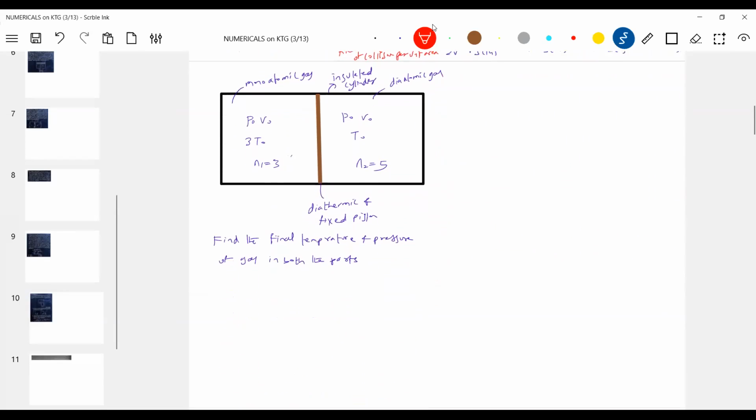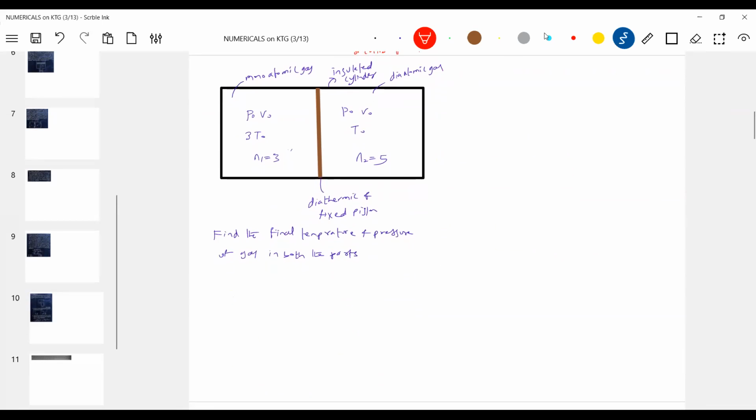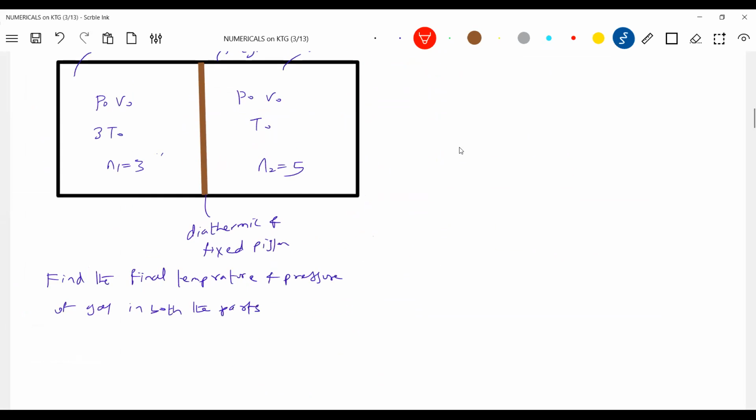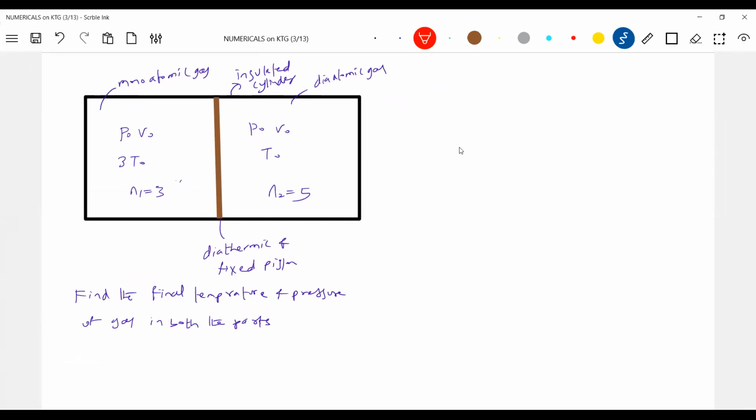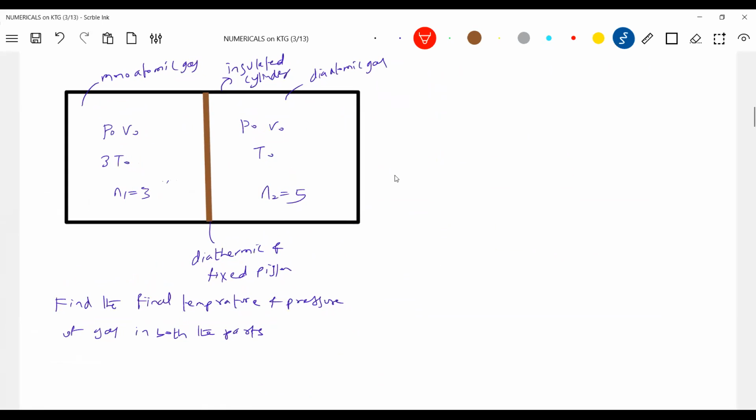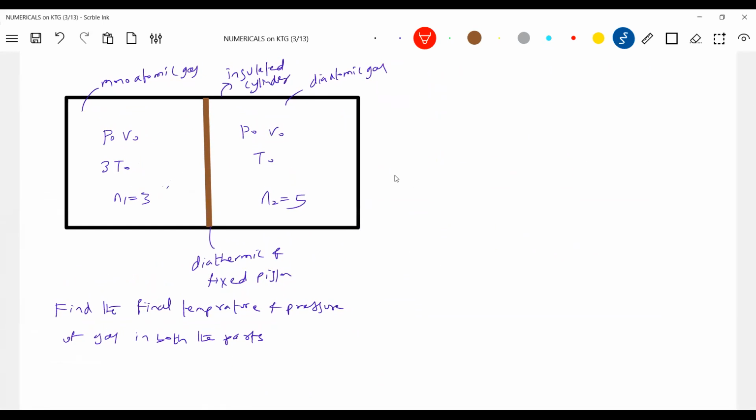Okay, let's get into the physics problems. In the left chamber, I have filled monoatomic gas. In the right chamber, diatomic gas. Number of moles are given, 3 and 5. So initial pressure and volumes are P naught and V naught, and the cylinder is insulated.